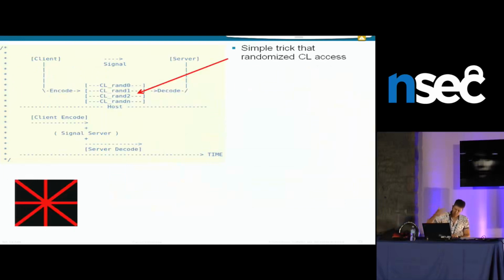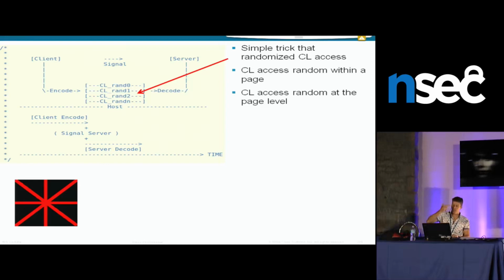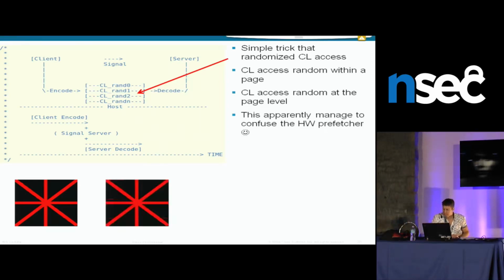So I experimented with a couple of things, and the trick that did it was essentially to randomize the cache line access. I had to do the randomization within a page, and I also had to do the randomization at page level. When I did that, it just confused the hardware prefetcher entirely. And so at that time, I got a clean picture.